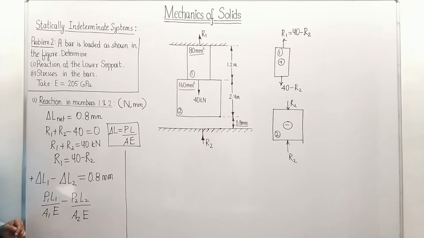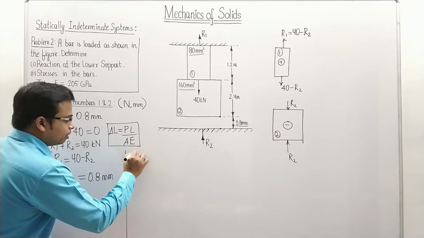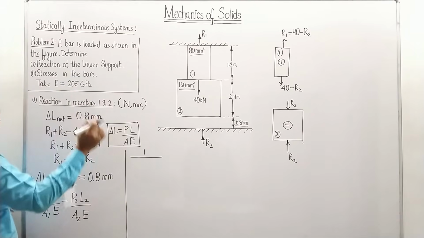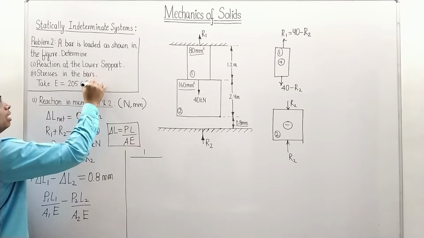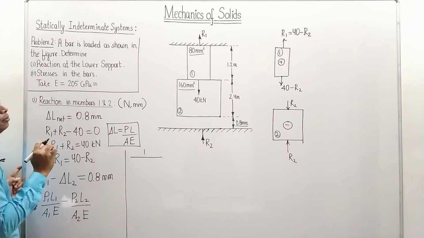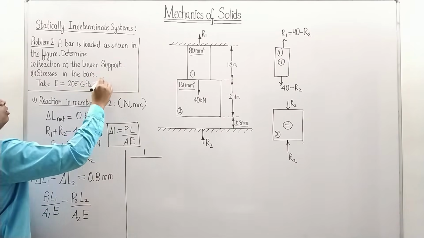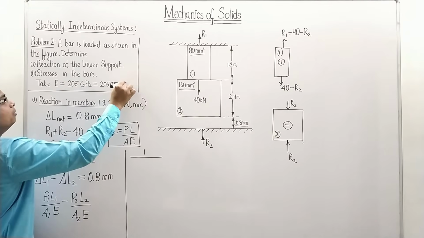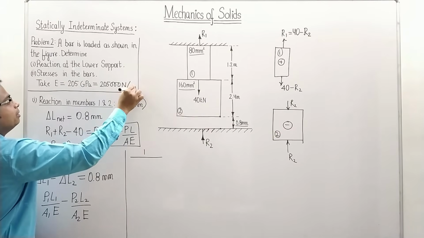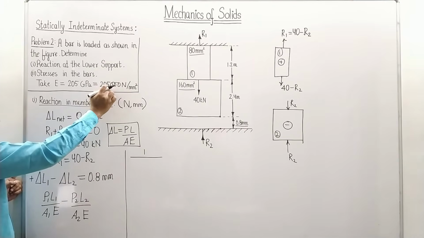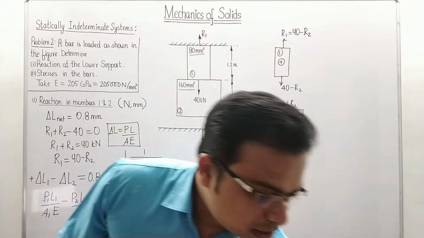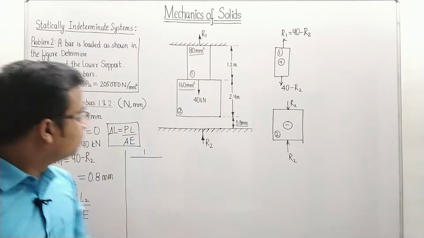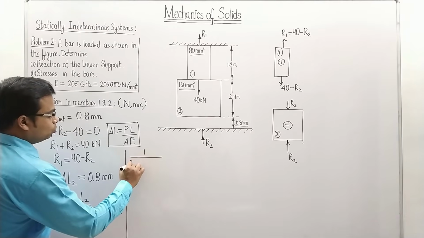E can be taken as common, so I'll take E as common, 1 by E. The value of E is 205 gigapascal. I'll write this E in Newton per millimeter square, so it is going to be equal to 205,000 Newton per millimeter square. Do the conversion and you end up here: 205,000.